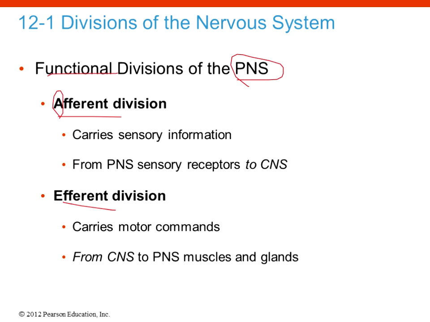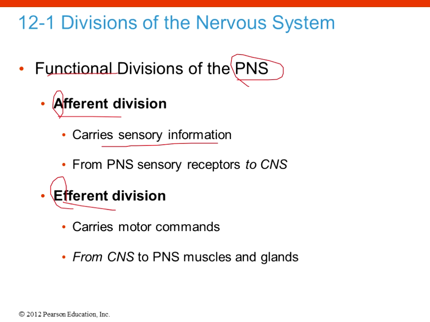Afferent with an A, efferent with an E, right? To help you remember that. But basically, it's what I just described, right? So instead of saying bringing sensory information in, right, to the central nervous system, we're calling that the afferent pathway with an A, right? Instead of carrying out motor commands, we're calling that pathway the efferent division.